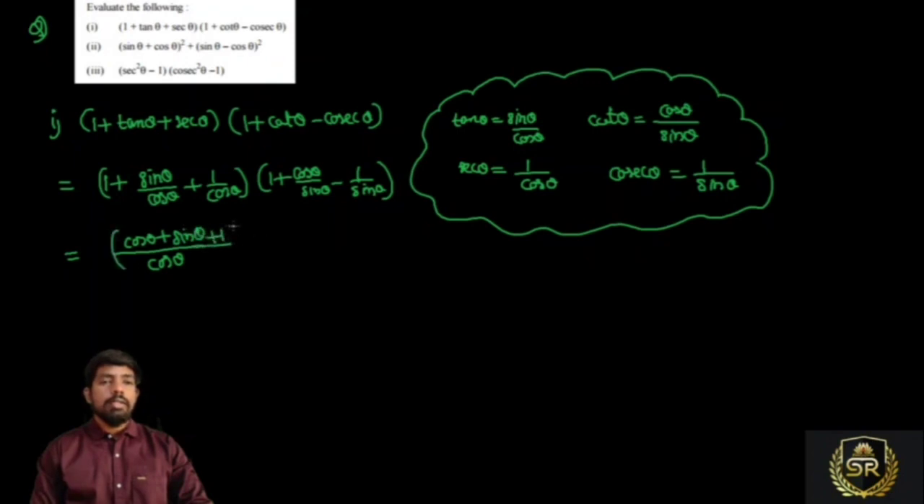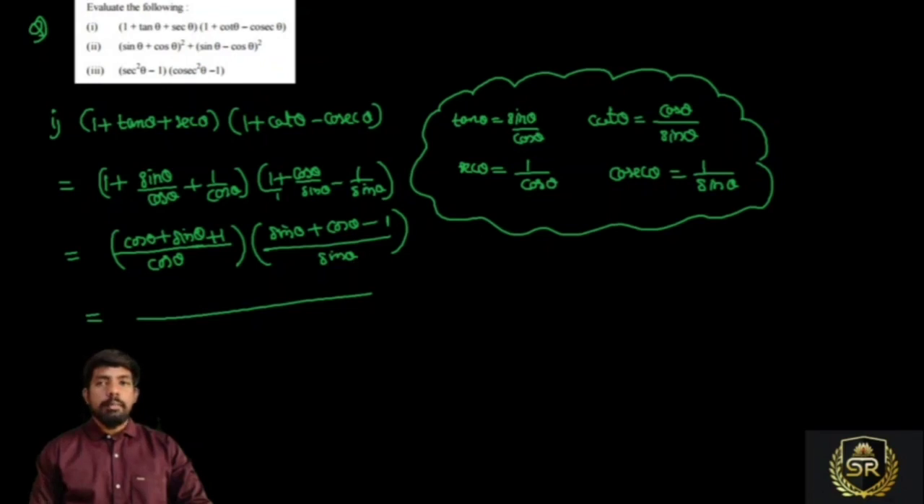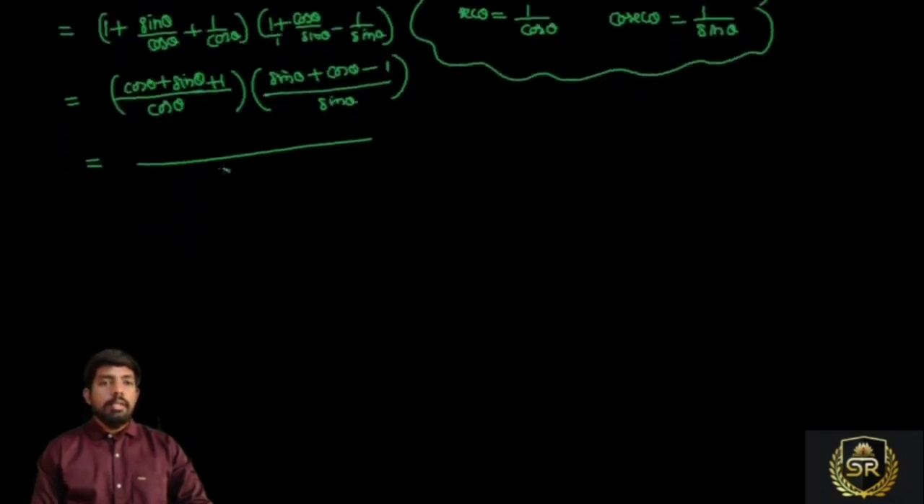Next, here sin theta is the LCM. We don't have any sin; 1 into sin theta, sin theta into 1. Sin theta and sin theta cancel, 1 time of cos theta, sin theta cancels 1 time, 1 into 1. So I can write this as multiplication: sin theta into cos theta, next cos theta plus sin theta, sin theta plus cos theta.